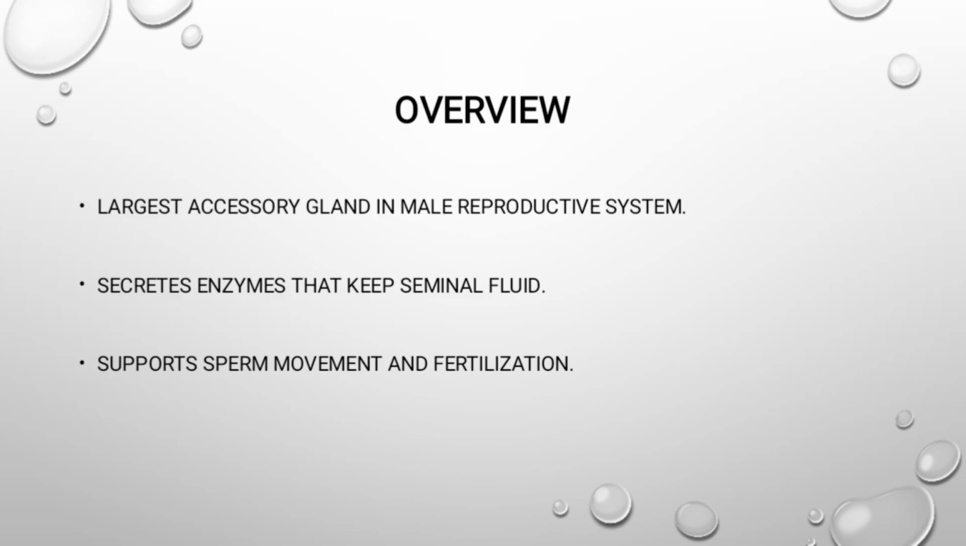Starting from the overview, the prostate is the largest accessory gland in the male reproductive system. Its main function is to release enzymes that keep semen in a liquid form, allowing sperm to move freely through the female tract for possible fertilization.